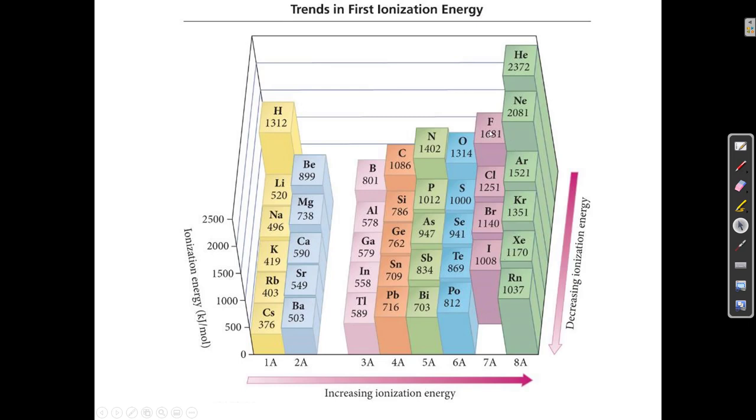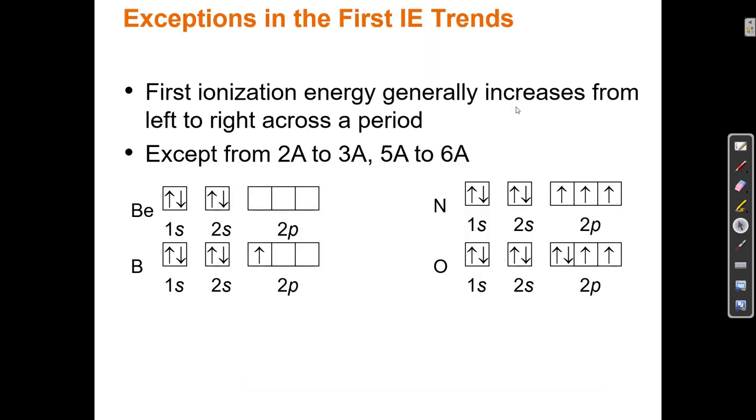So what we do as we go from left to right is add electrons. As I'm adding electrons to create a full stable shell, it costs more and more energy to remove those electrons until I finally get to neon, where it costs the most energy in that row. So here's why beryllium and boron are different.